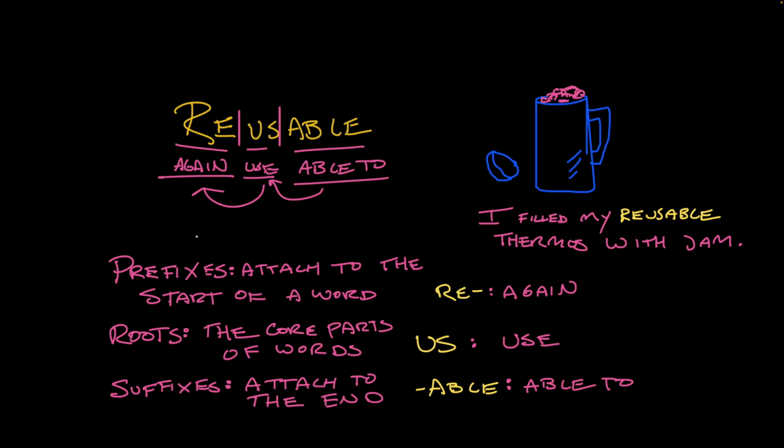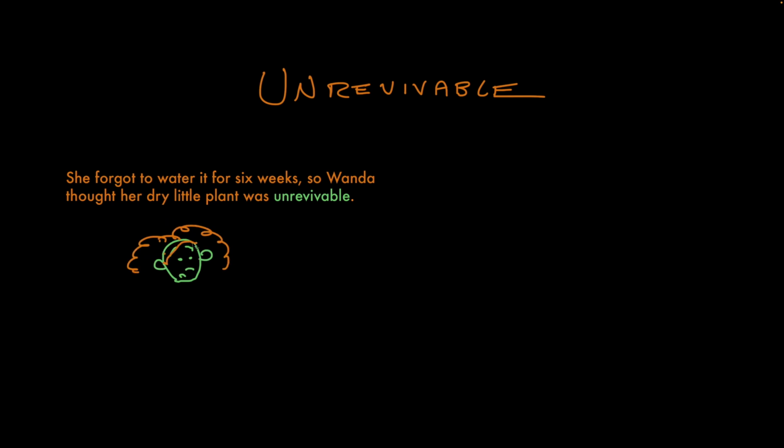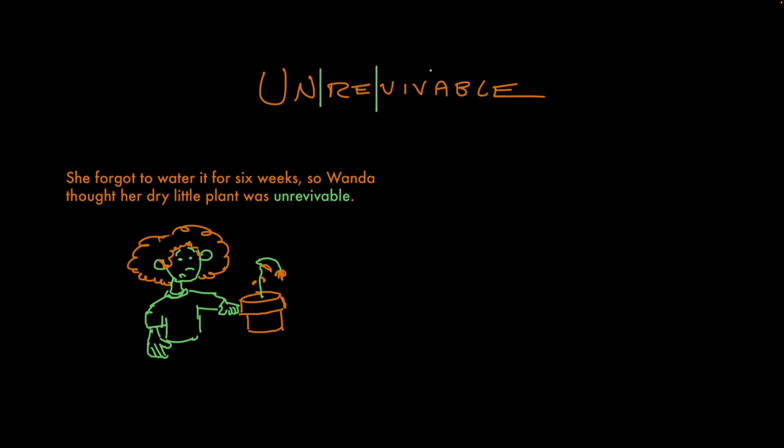Now, let's see how you can use your knowledge of word parts to help figure out the meaning of a word you might not know. The word is unrevivable. I'll use it in a sentence. She forgot to water it for 6 weeks, so Wanda thought her dry little plant was unrevivable. Now, I'll break up the word, and then you'll try to determine the meaning. Unrevivable, right? Okay, so you know what to do. What does unrevivable mean? I'll put on some music, you shout out what you think it means. Meet you back here in 10 seconds. Shout it out.